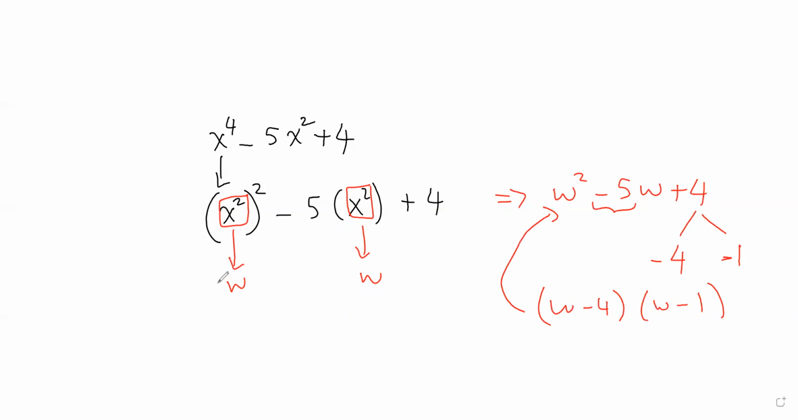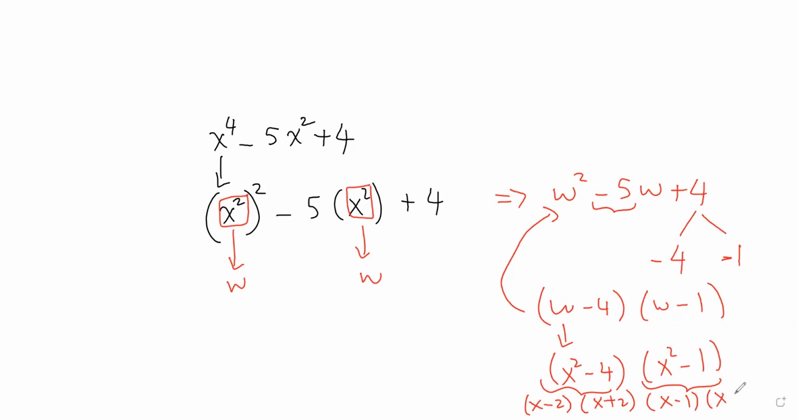But I know what the w is, right? Because I made a substitution. So w is x squared. So instead of w, I'm putting here x squared back. So x squared minus 4, x squared minus 1. Now, each of these can be factorized. Each of these guys can be factorized, and those are differences of squares. And this is x minus 2, x plus 2, and then this is also x minus 1, x plus 1. So we have four distinct factors in this case.